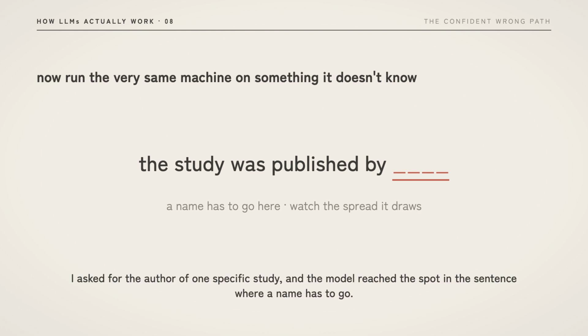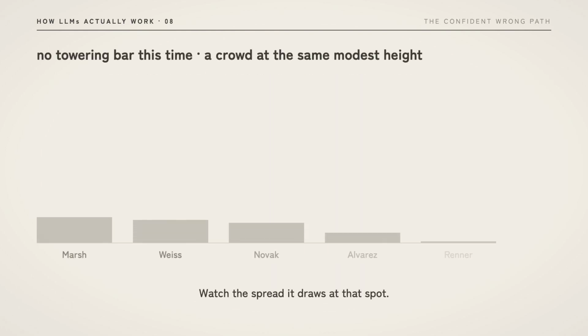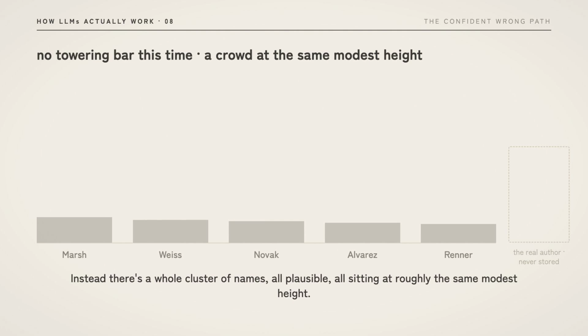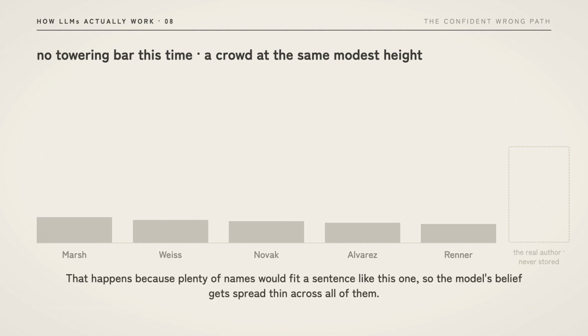I asked for the author of one specific study, and the model reached the spot in the sentence where a name has to go. Watch the spread it draws at that spot. There's no towering bar this time. Instead, there's a whole cluster of names, all plausible, all sitting at roughly the same modest height. That happens because plenty of names would fit a sentence like this one, so the model's belief gets spread thin across all of them.